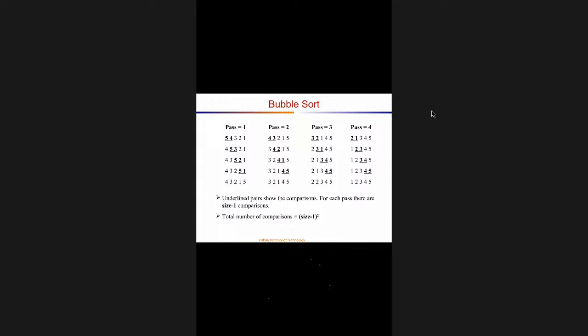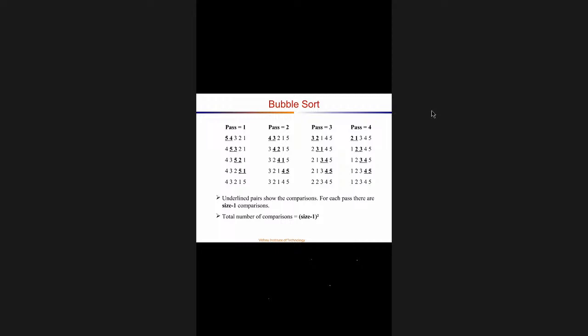First I compare 5 and 4. The 5 and 4 are in decreasing order, so immediately you swap both elements. So 4 is placed in the first position, 5 is placed in the second position. Again, you take another 2 elements. Having completed the first pair, you take the next two elements: the second element is 5, the third element is 3.